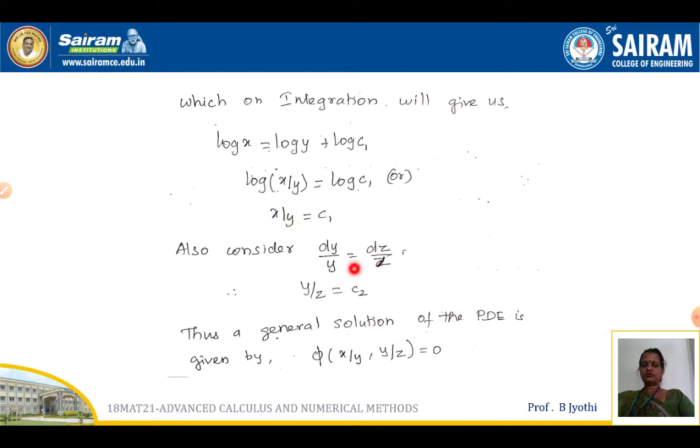Next, one more term is required, that is why we consider the second and the third one, that is dy by y is equal to dz by z, and proceeding on the same lines as the previous one, we get log y is equal to log z plus log c2. So log y minus log z is equal to log c2, or y by z is equal to c2. Hence, the general solution of the PDE is given by phi of x by y, comma y by z is equal to 0. This is the solution.